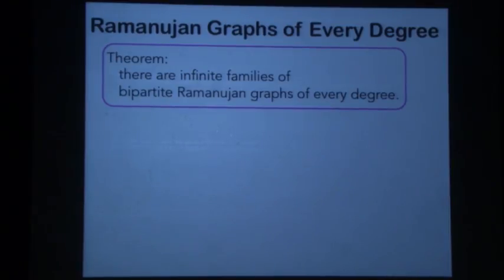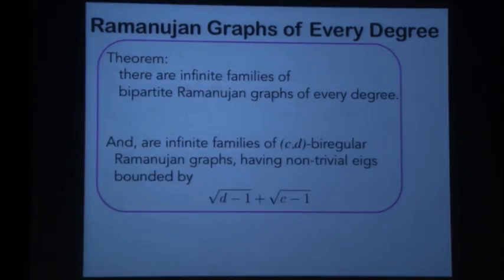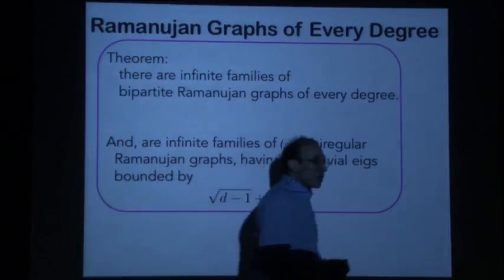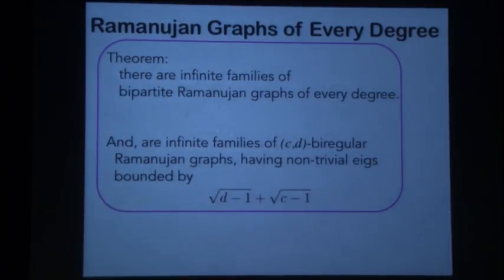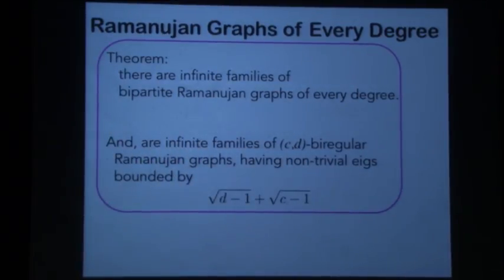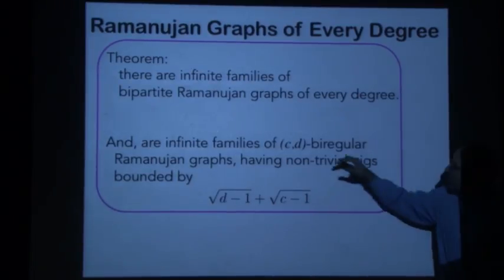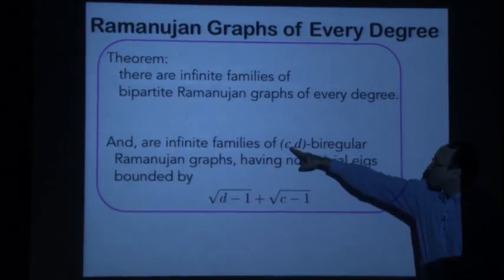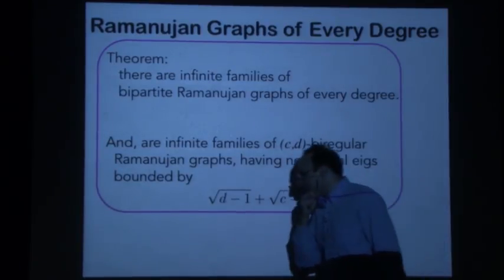So we're going to get you other types of Ramanujan graphs. One thing you can ask yourself when you're taking a look at a bipartite graph is, what if I don't want it to be regular? What if I want every node on one side to have degree 3 and every node on the other side to have degree 6? This is a family very close to my heart because they show up in constructions of error-correcting codes. We call it a biregular graph, where all of the nodes on one side have degree C and all the nodes on the other side have degree D.